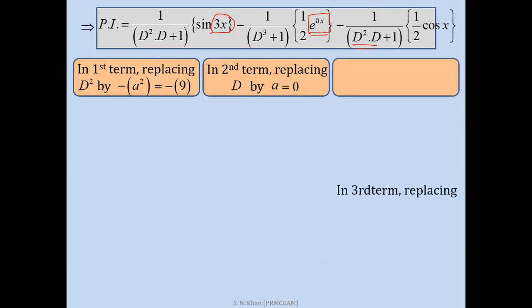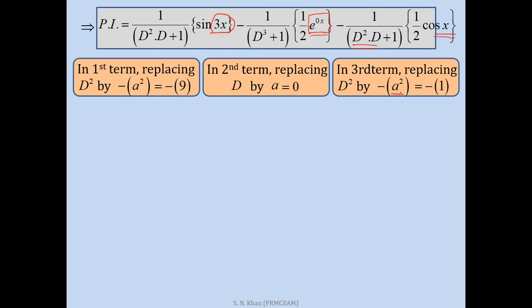After that, in third term, by using case number 2, again replacing D square by minus of a square. And what is value of a in the third term? So in third term, coefficient of x is 1. Cos x angle में यहाँ पे x का coefficient 1 है, तो a का value 1 हो जाएगा. It means that minus a square will become -1.